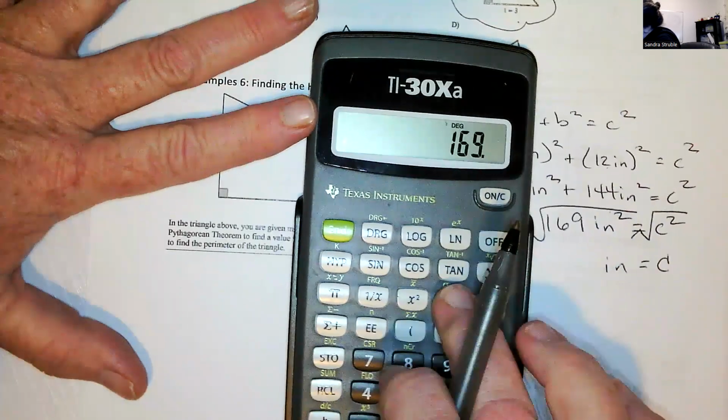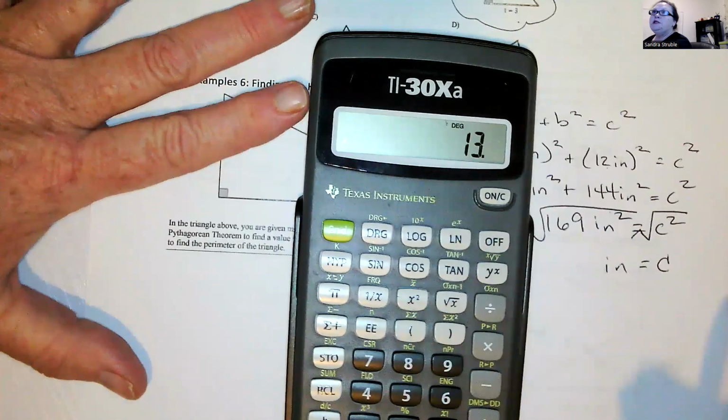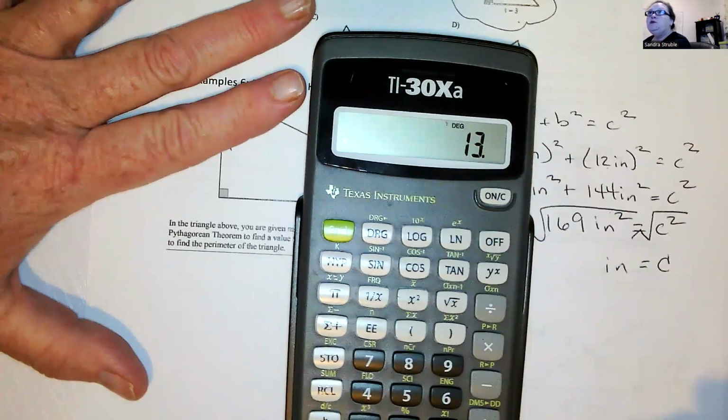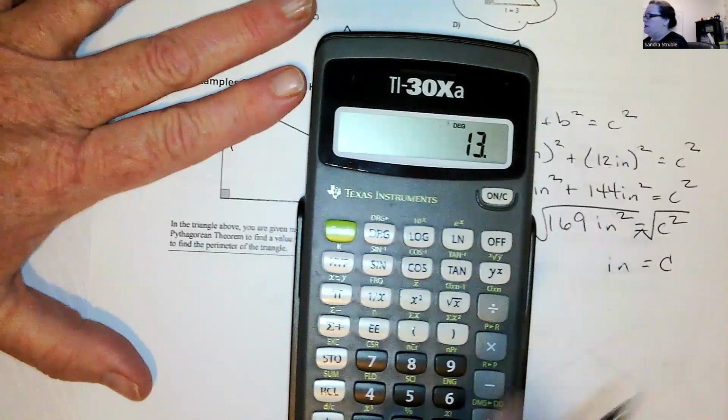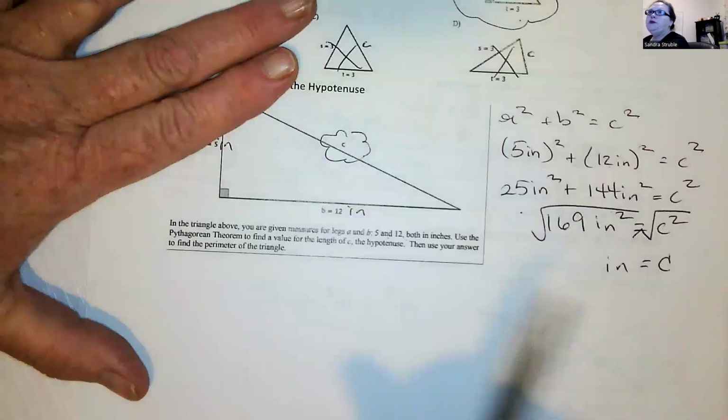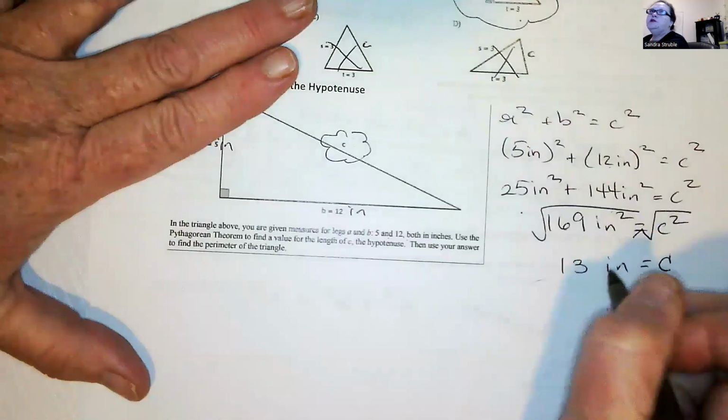Oh, there it is right there. Yours, you might have to hit square root, then 169 equals. But with mine, I was able to have the 169 and just hit my square root sign. Almost every calculator is different. So this is 13 inches.